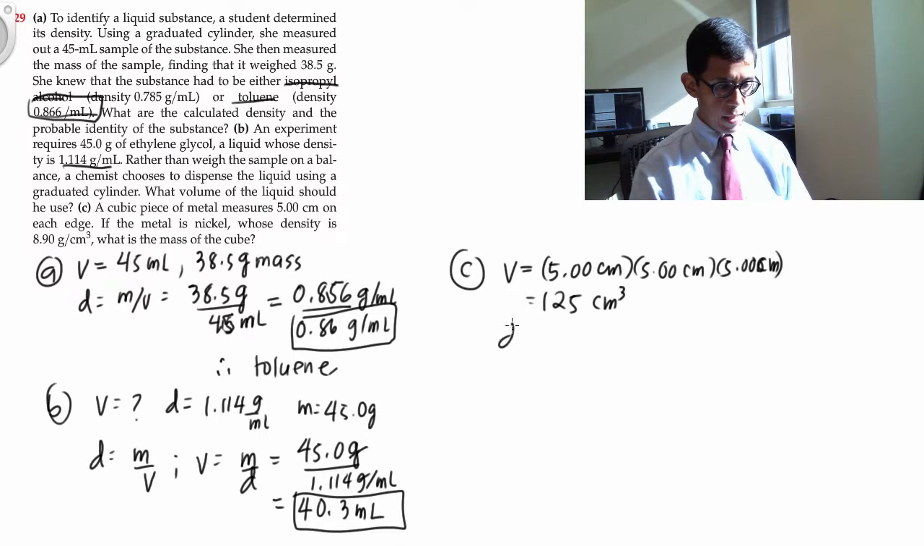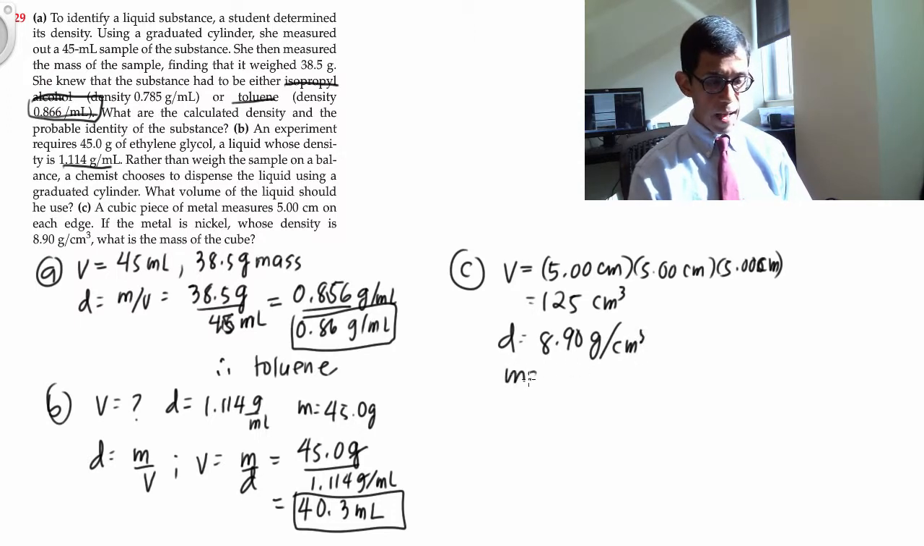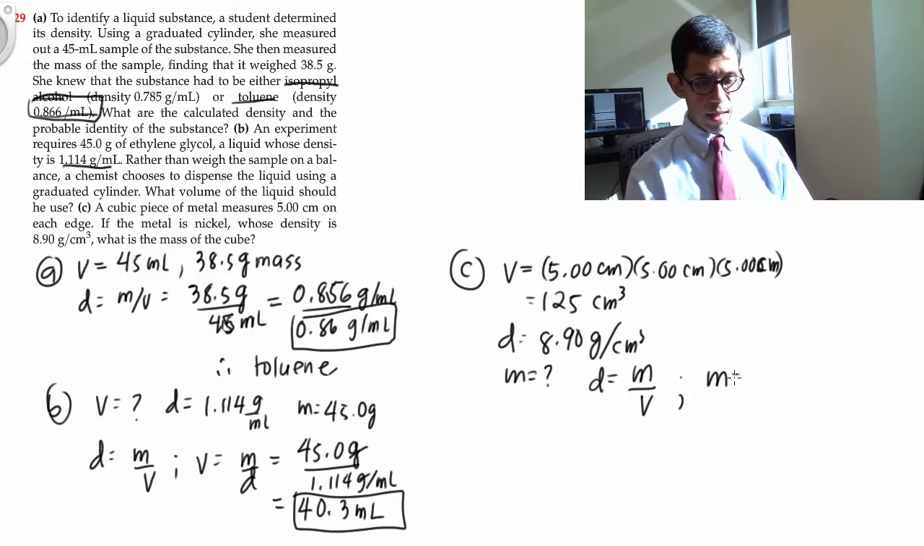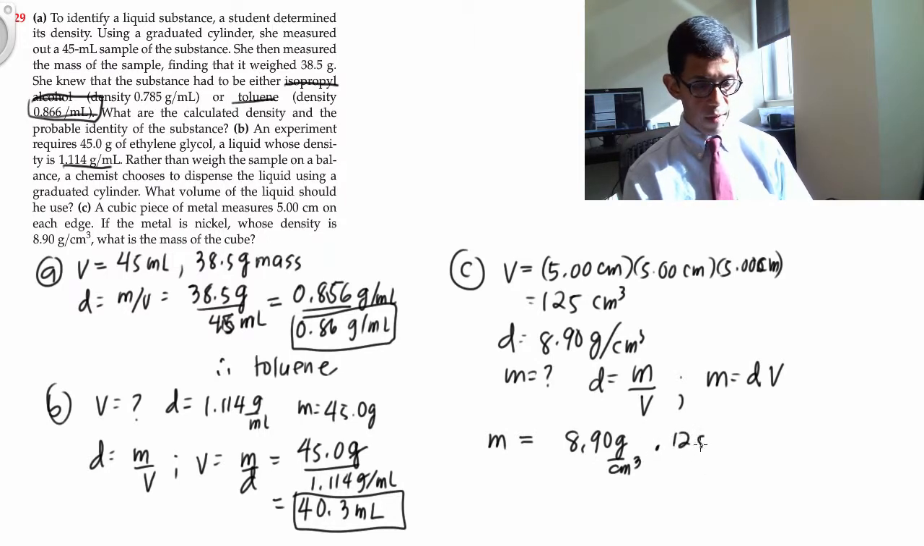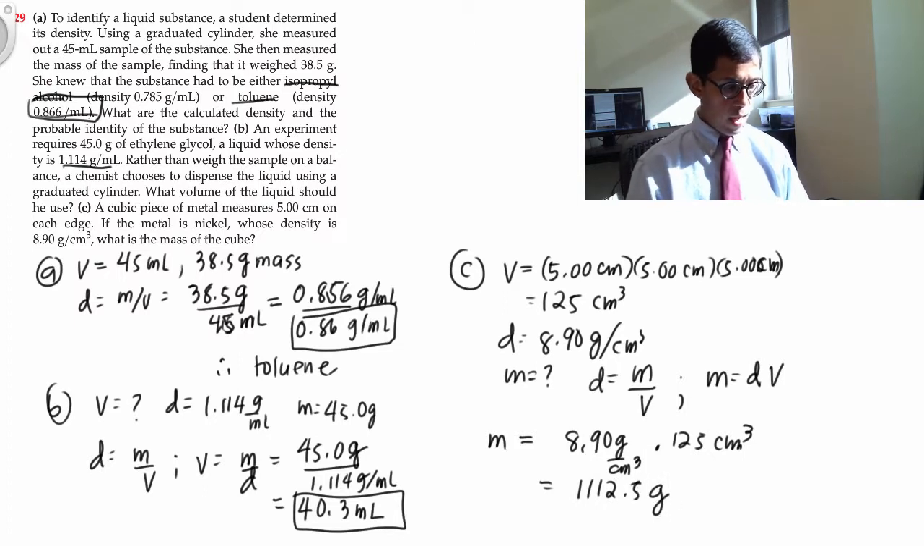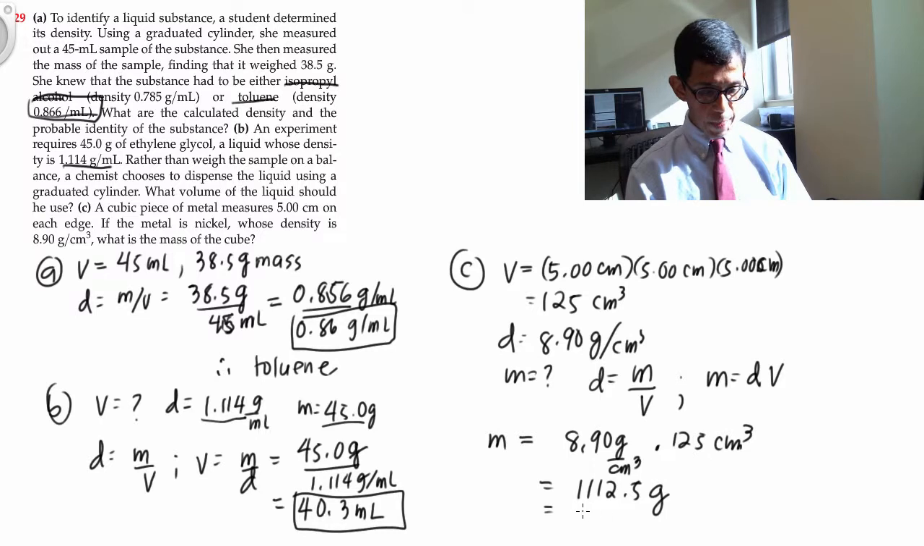The density is 8.90 grams per cubic centimeter. We are looking for the mass. So again, density is mass over volume, and we're looking for the mass. Mass is equal to density times volume. So that would be 8.90 grams per cm cubed times 125 cm cubed. If you do that on your calculator, you should get 1112.5 grams. Okay, density is 4 sig figs, volume is 3 sig figs, so we should stop at 3 sig figs. That should be 1110 grams.